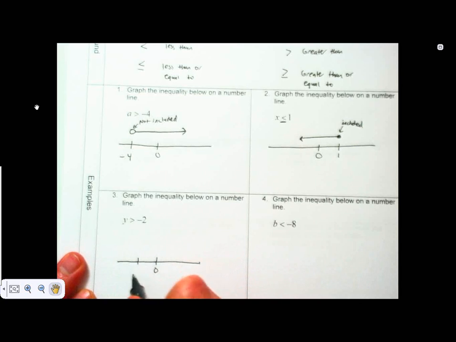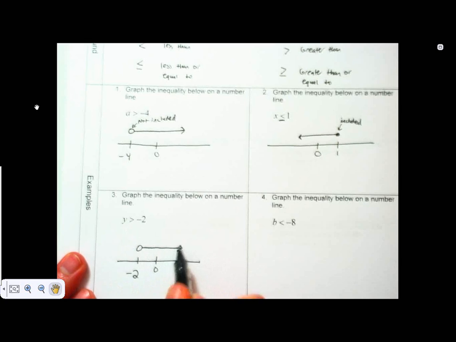Okay, so for number 3, you should have gotten, well, this means y is greater than -2, so we want to shade all numbers that are greater than -2. So those are the numbers that are to the right of -2 on the number line. What about -2 itself? Is that included? Well, -2 is definitely not greater than -2, so for that reason I'm using an open circle and then shading the numbers to the right of -2.